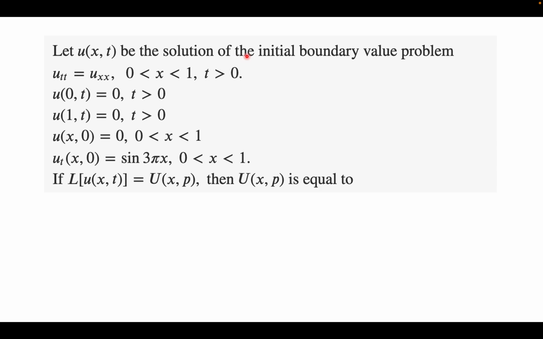So let u(x,t) be the solution of the initial boundary value problem, and you are given that the double derivative of u with respect to t is the same as the double derivative of u with respect to x. So you are given d square u by dt square.